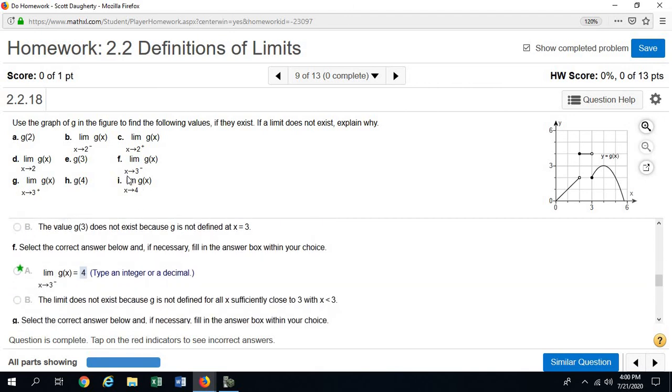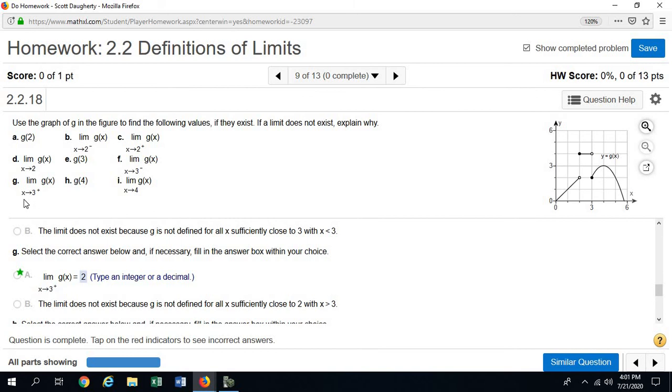For f, we're supposed to find the limit as x approaches 3 from the negative side. So 3 is right here. If you approach it from the negative side, you have to plug in x values over here. And so let's say you plug in like 2. When you plug a 2 in, you get a 4 out. If you plug in a 2.5, you also get a 4 out. So it appears that as you get closer to 3 from the negative side, the y values that are coming out are getting closer to 4. And so that limit is 4.